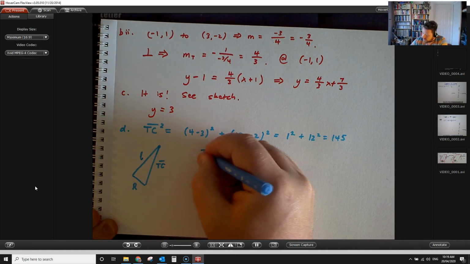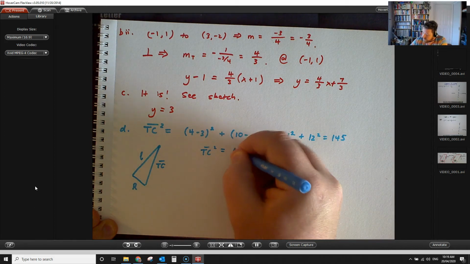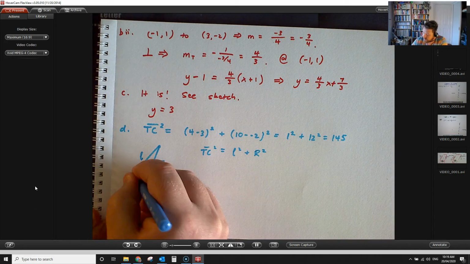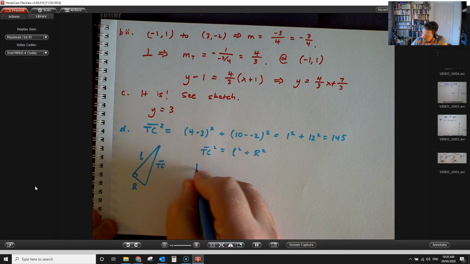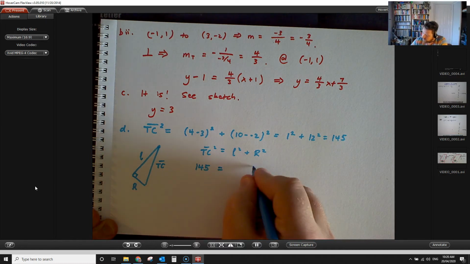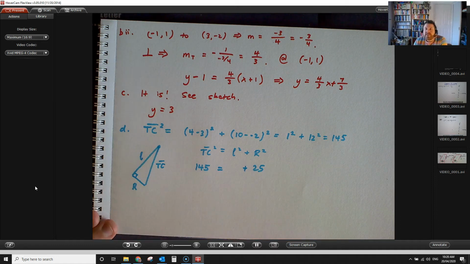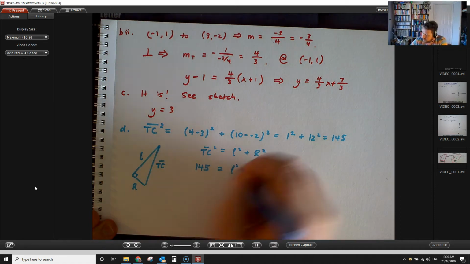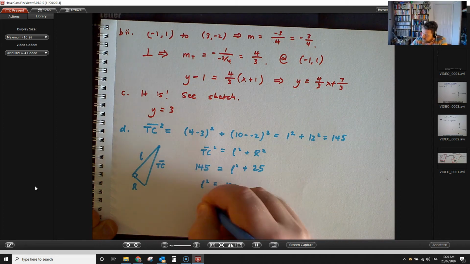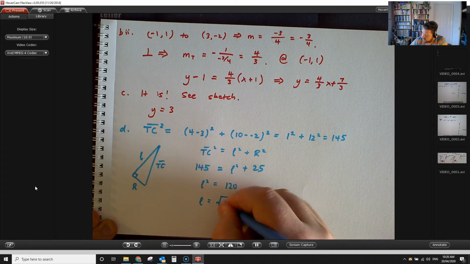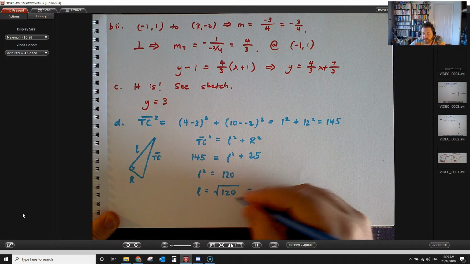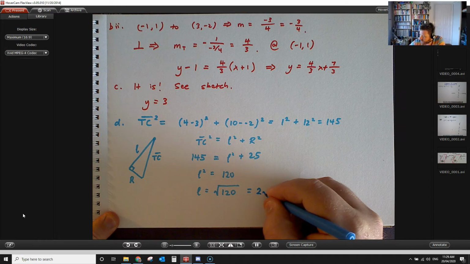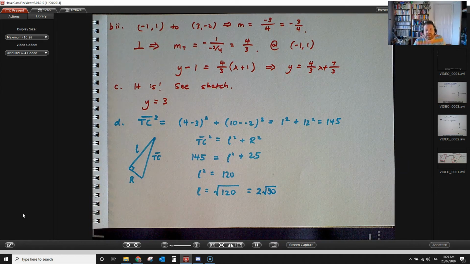Right, so we can say TC squared equals L squared plus R squared. Got a little right angle there. Pythagoras. Now TC squared is 145. R squared is 25. That's in the definition of this circle. So L squared is going to be equal to 120, and L equals square root of 120. 120 is 4 times 30, so that's going to be 2 times the square root of 30, and I don't think 30 has any other square factors, so that's about as far as we can go.